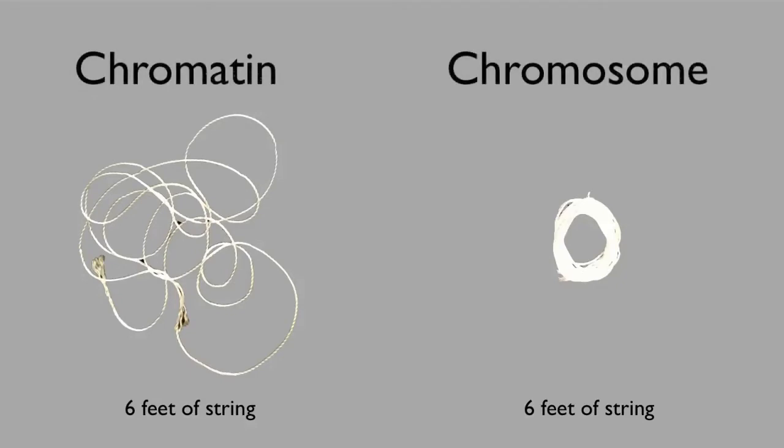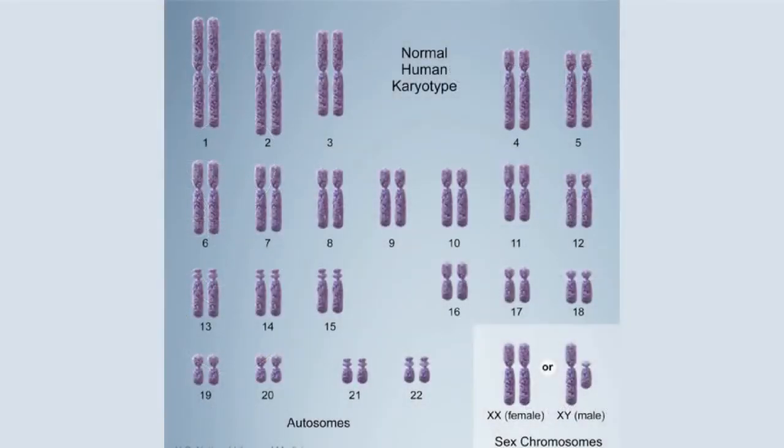If you couldn't imagine that, I went ahead and got 6 feet of string, and it's kind of a mess. But if you coil it up, it's actually a lot easier to manage. And this is actually what the cells do with their DNA. So when the cell isn't reproducing its DNA or dividing, it exists in a loose, kind of uncoiled formation called chromatin. But when the cell is going to be dividing, all of that DNA gets organized into big groups called chromosomes.